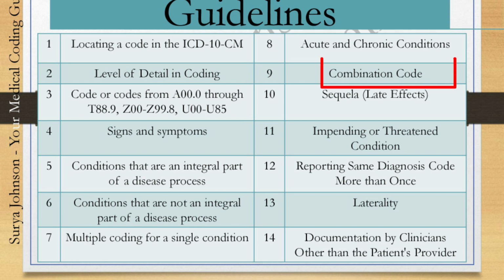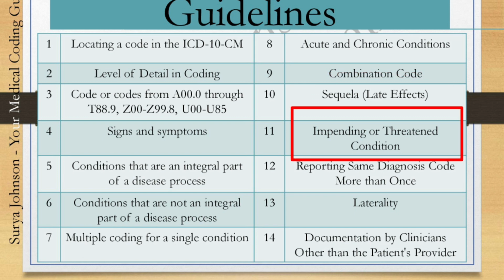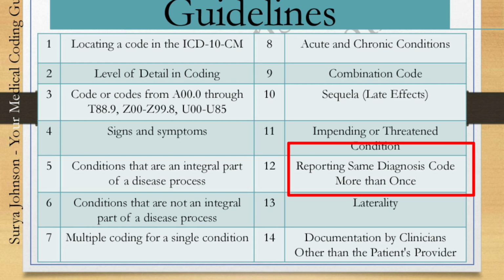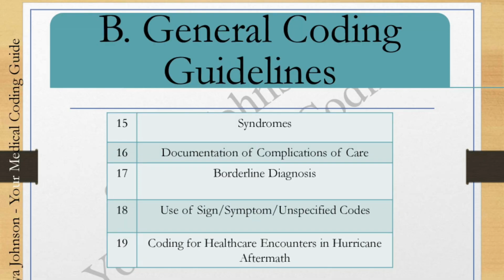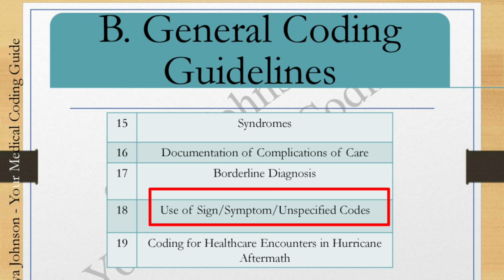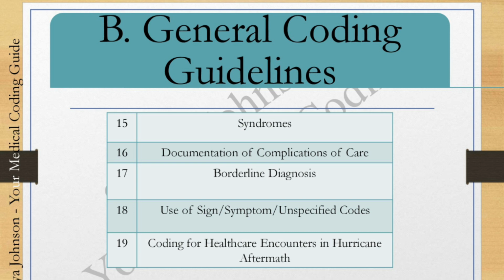Number 9, combination code. Number 10, sequelae or late effects. Number 11, impending or threatened condition. Number 12, reporting same diagnosis code for more than once. Then number 13 is the laterality. Number 14 will be regarding the documentation by clinicians other than the patient's provider. Number 15 will be syndromes, and number 16 will be the documentation of complication of care, and number 17 borderline diagnosis, and number 18 use of signs, symptom and unspecified codes. Then the 19th will be coding for healthcare encounters in hurricane aftermath. So we'll be discussing all these 19 general coding guidelines.